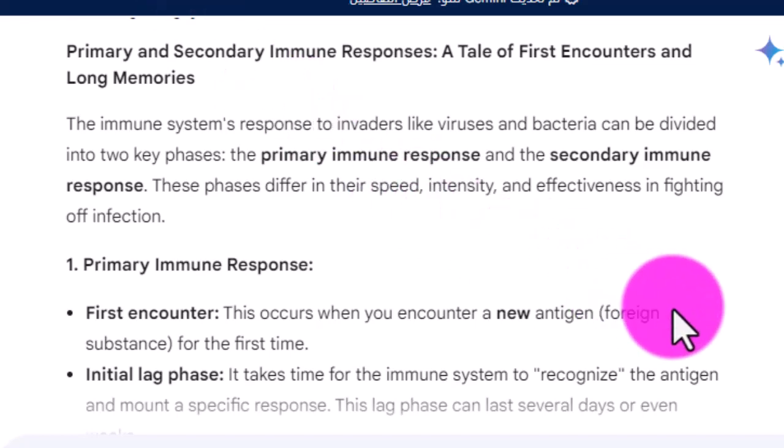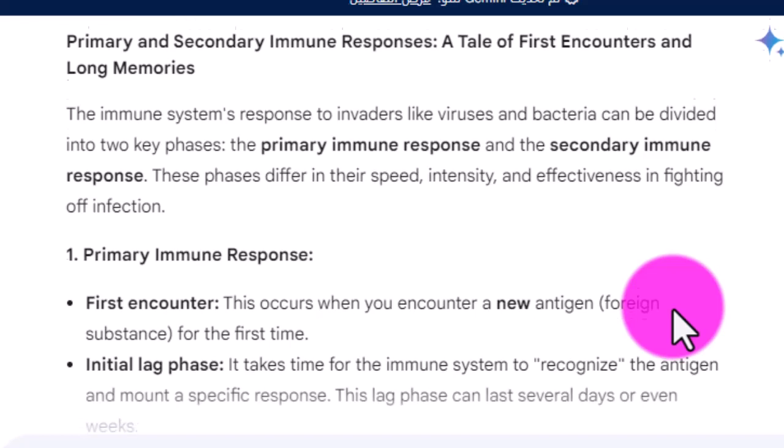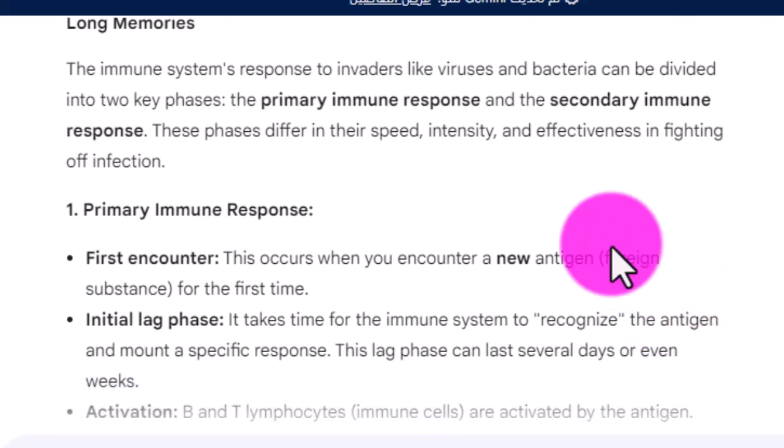The primary and secondary immune response. The immune response to invaders like viruses and bacteria can be divided into two phases: the primary immune response and the secondary immune response. These phases differ in their speed, intensity, and effectiveness in fighting infection.